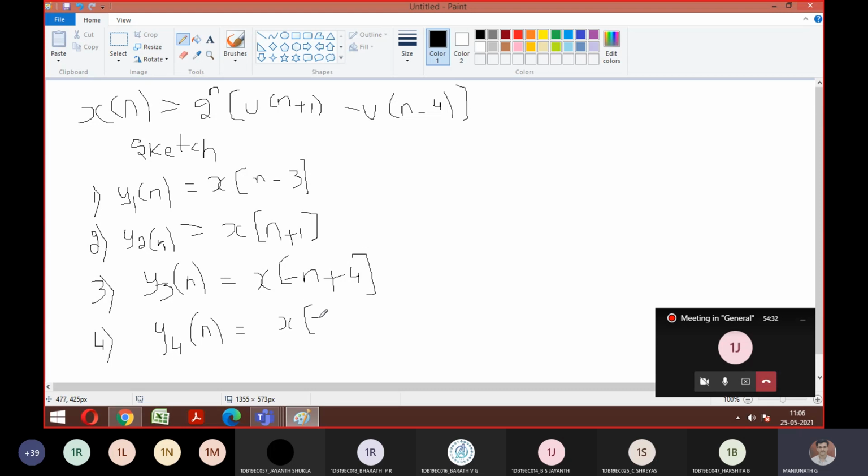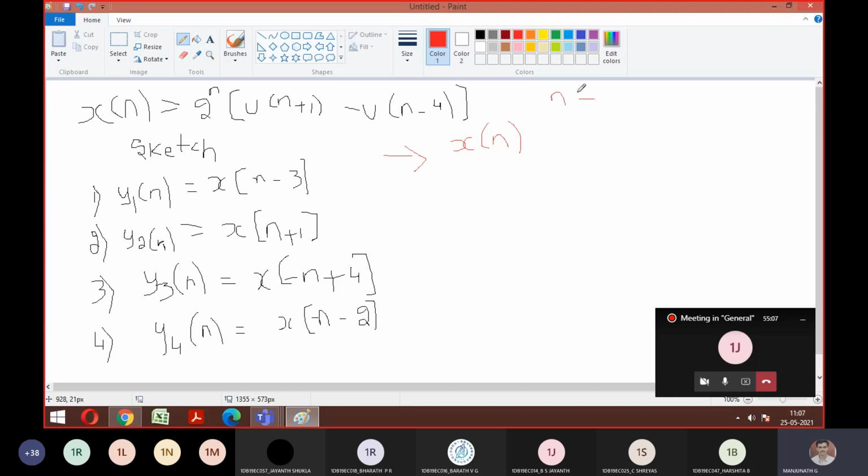Anyone sketched x of n? Show me how x of n looks. So what is the procedure we'll follow to find x of n? We substitute the individual values of n, sir. Good. So first, if you take n is equal to 0, so n is equal to 0.